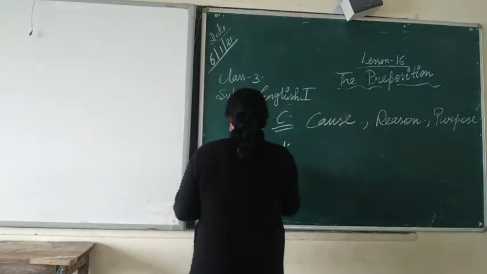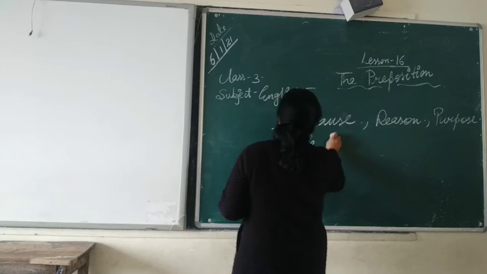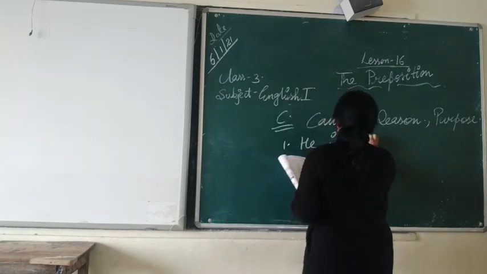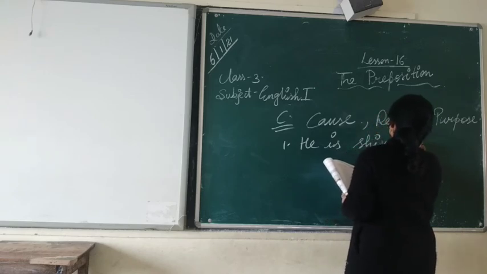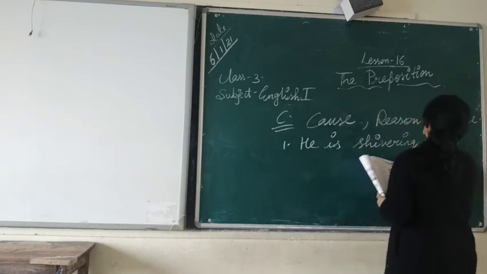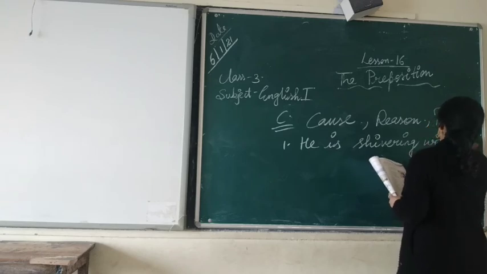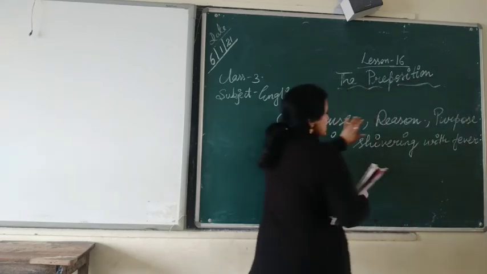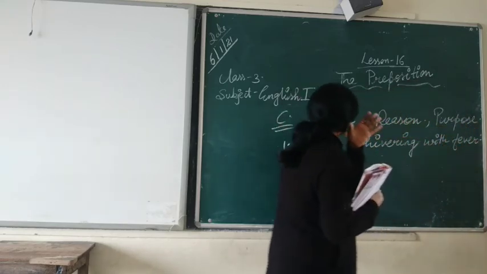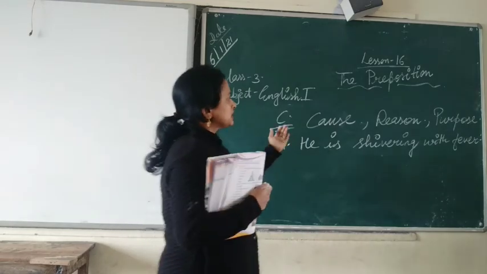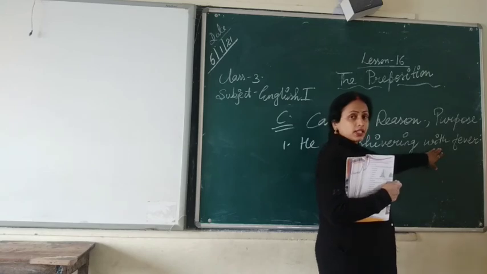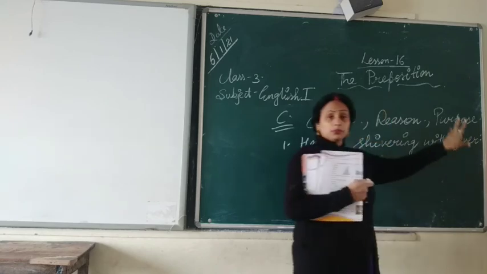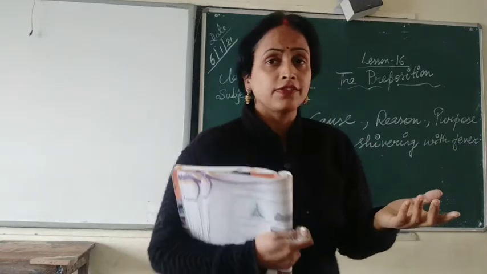Here you see the first example. He is shivering with fever. So this is cause, reason or purpose. With fever, he is shivering with fever. So this is because of this; this is the reason, this is the cause. He is suffering from fever. With the fever he is suffering.